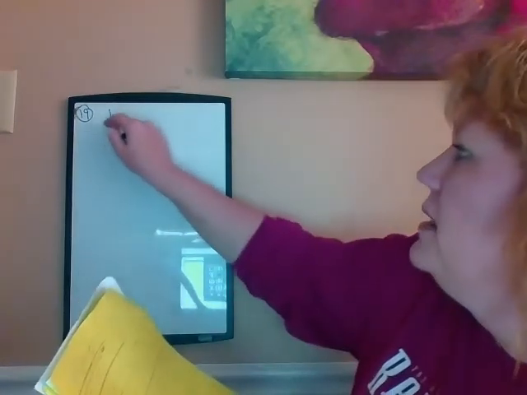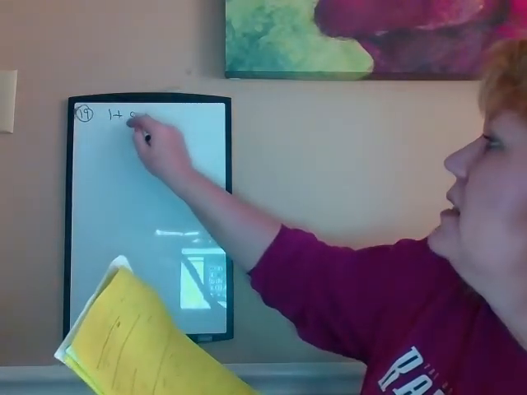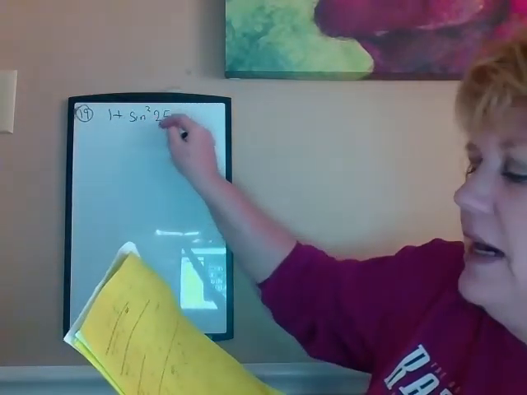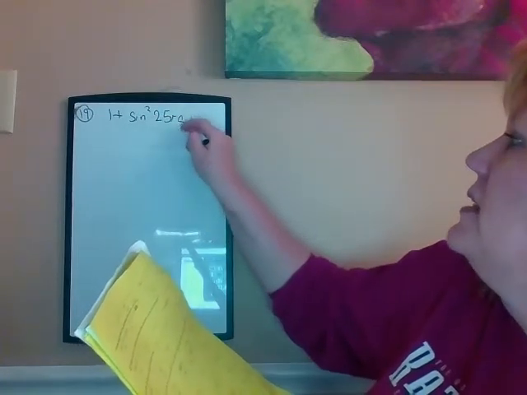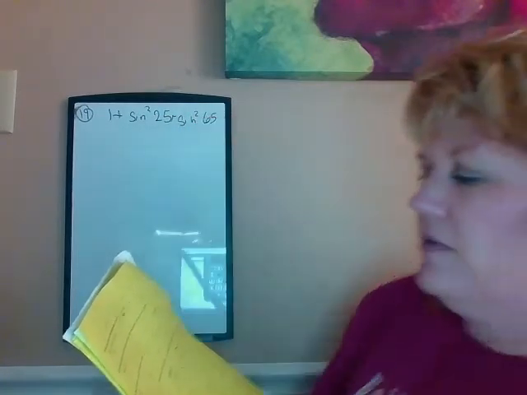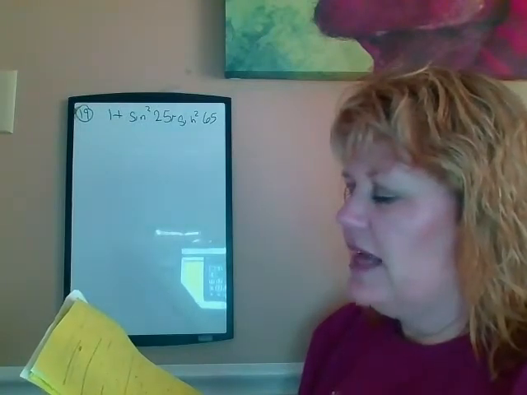Okay, I'm on number 19 now, and this is page 4 of the handout, and it says 1 plus sine squared of 25 plus sine squared of 65, and find the exact value of the expression.